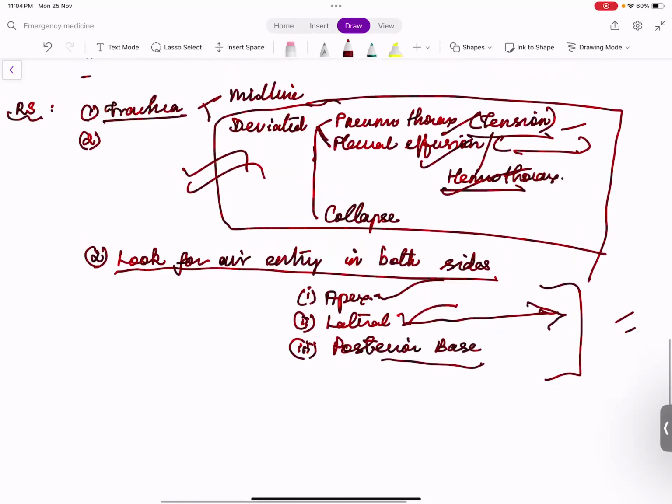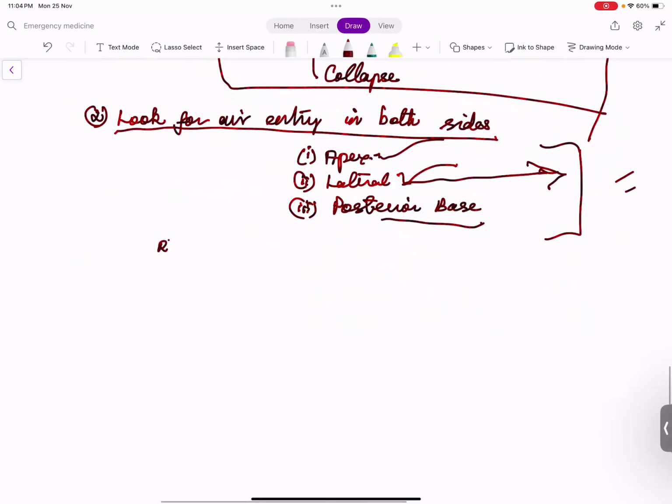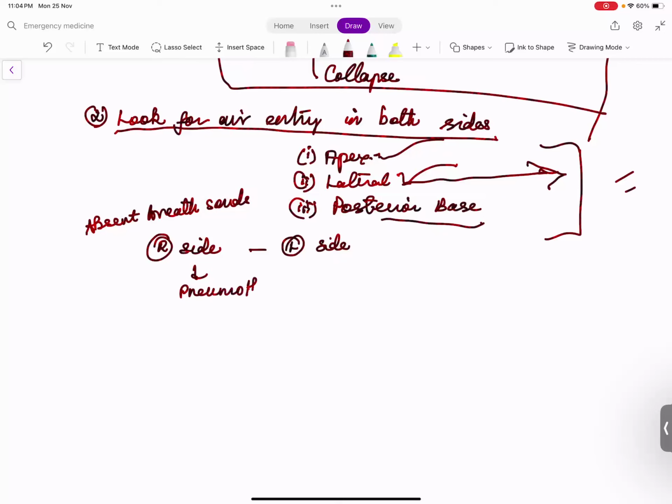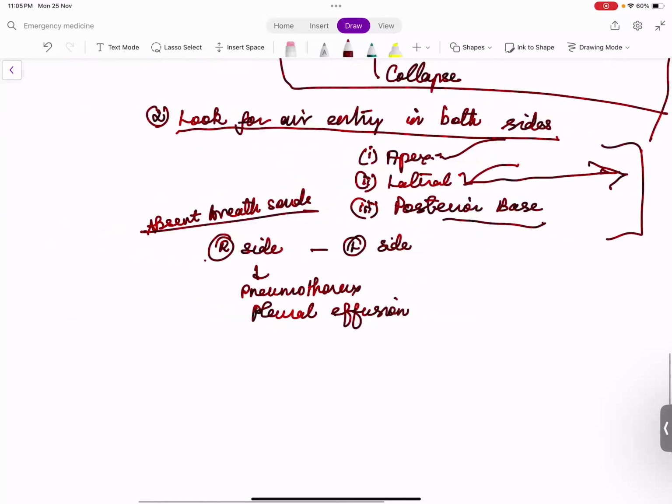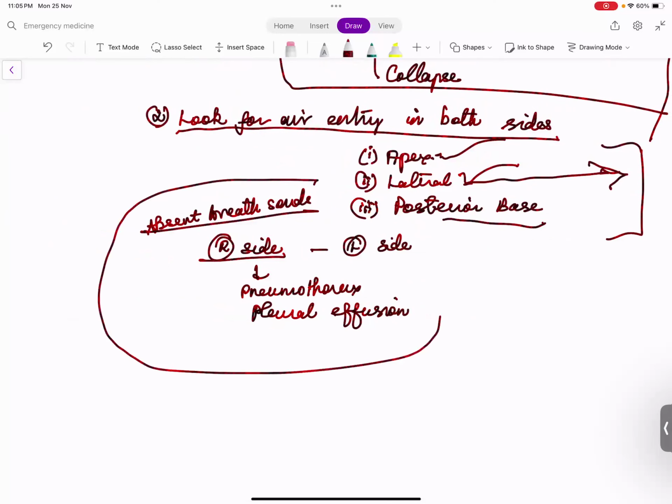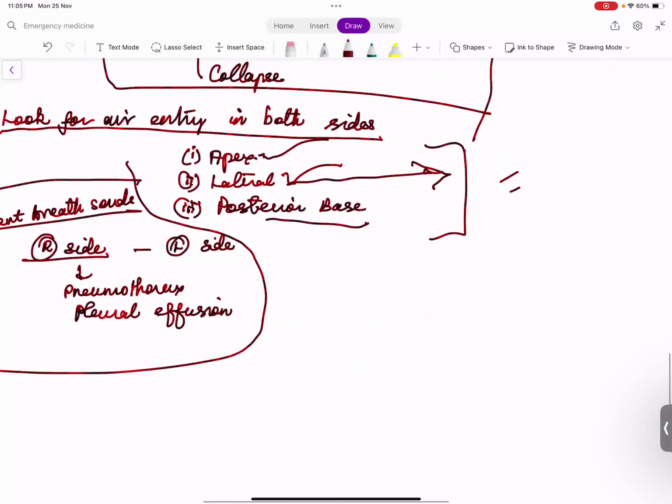So assume, I'll give you just a short scenario. Patient is having absent breath sounds on the right side. Okay, absent breath sounds on the right side. But the trachea, as I told you, is shifted to the left side. Then you have only 2 diagnoses. Either it is a pneumothorax or a massive pleural effusion. Because I told you, trachea will be shifted to the opposite side in the case of pneumothorax or pleural effusion. Whereas in collapse, there will be absent breath sounds on the right side, and the trachea also will be shifted to the right side. Right?